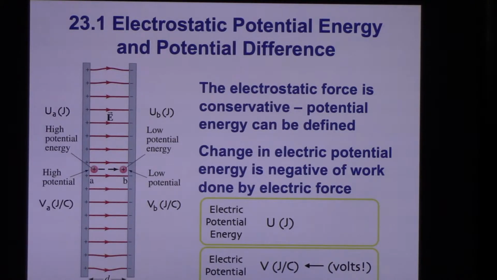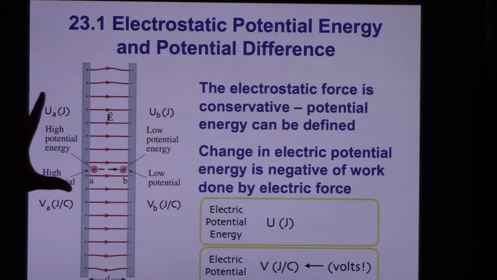So we've got a positive charge, and it's at the positive plate. And then we're going to either allow that charge to move to the other side, or we're just going to let go of it. We could just let go of it and it would be pushed to the other side. What's going to happen in terms of potential energy?